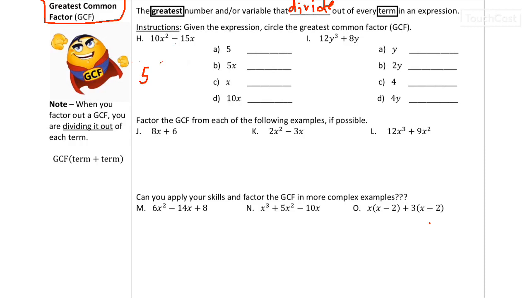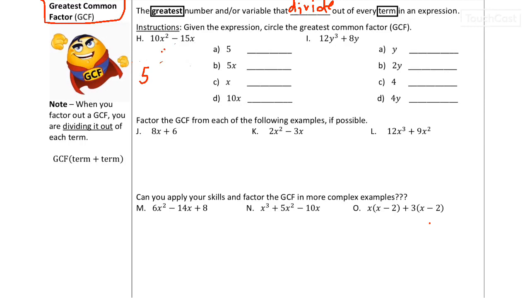So the next thing we want to look at is we also need to figure out, can we divide out variables? So if we look at these variables here, we have x squared and we have x. So the rule I have on that is very simple. If all your numbers or your terms in your problem have a common variable, we want to pick the lowest powered as part of our GCF.